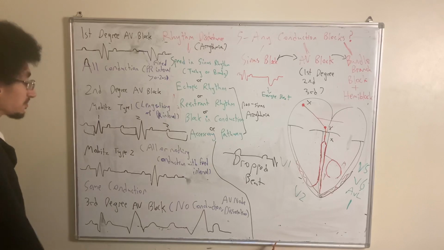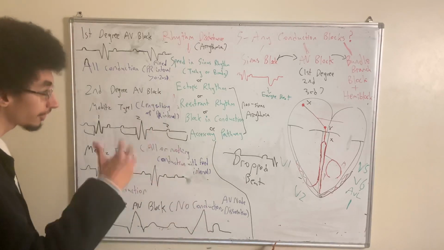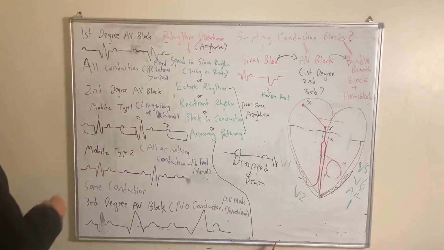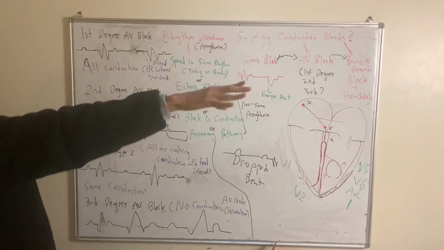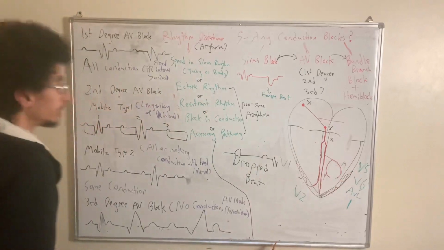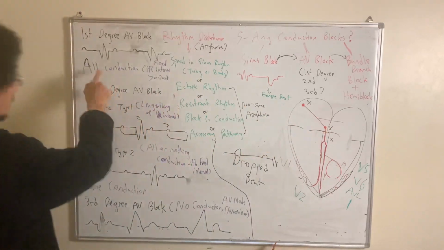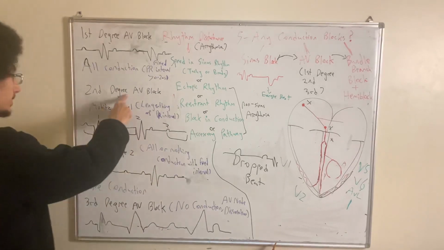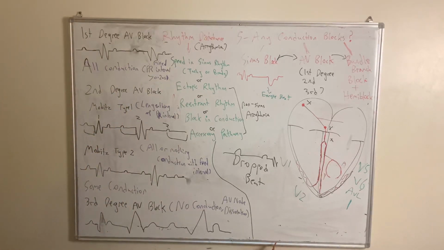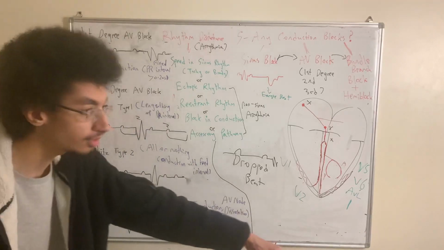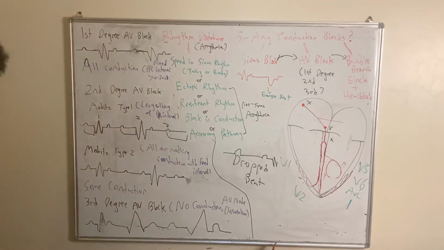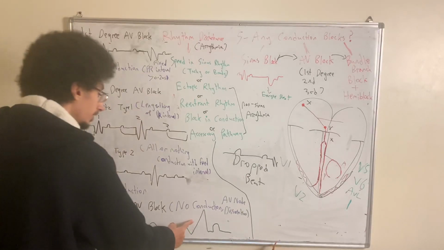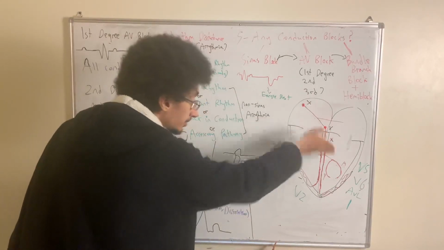Now, Jama'ah, I want to summarize this one more time. First degree: all the conduction will reach the ventricle. Even if you have a block in the AV node, eventually all the conduction will reach the ventricle. It's just delayed. In second degree, some of the conduction will reach the ventricle and some of it will not. But in third degree AV block, the most severe, no conduction will reach the ventricle.